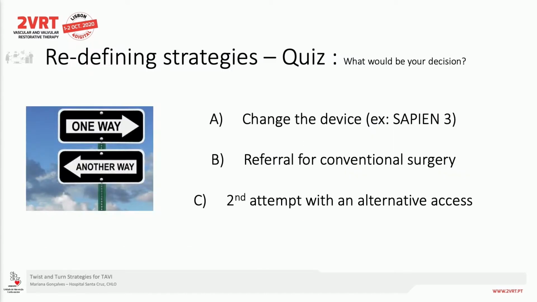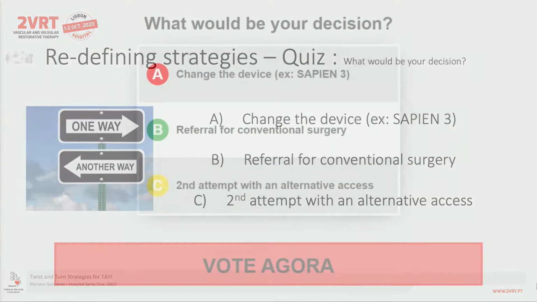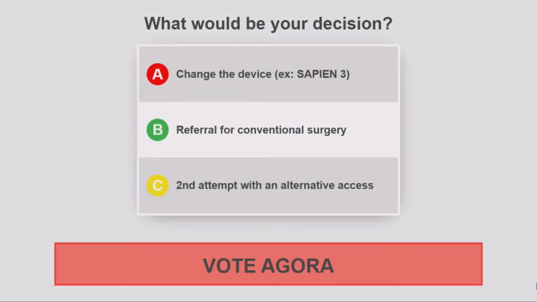I would ask the people at home to vote. What would be your decision now? Option A, would you change the device, for example, a Sapien 3 valve that has more flexibility in the delivery system? Would you, option B, refer this patient for conventional surgery?